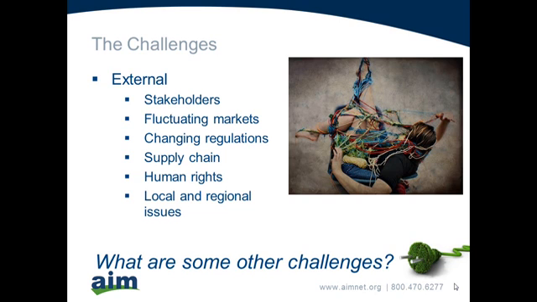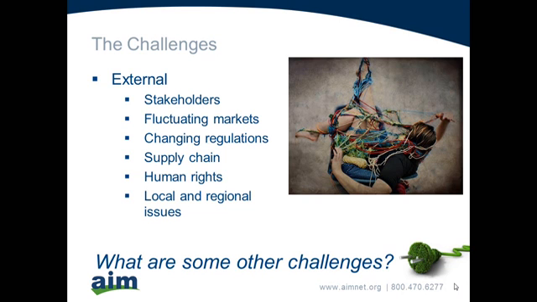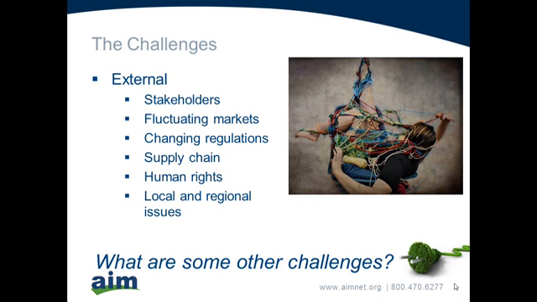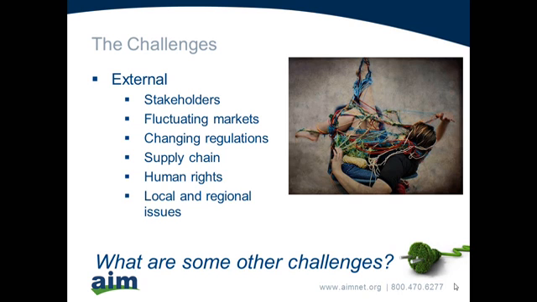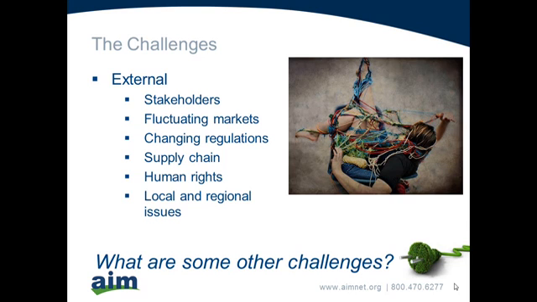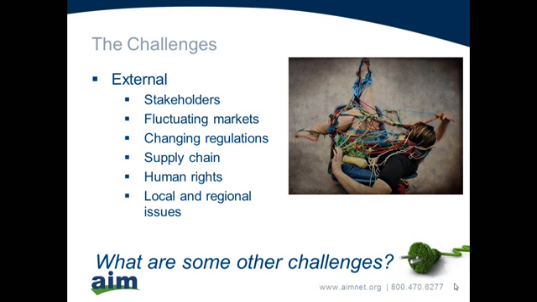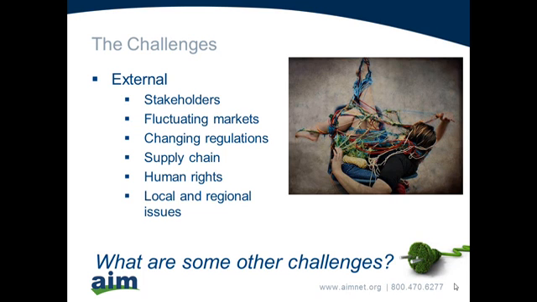Fluctuating markets, we've all experienced some pain on fluctuating markets, whether it be for commodities or for our own products. Changing regulations, as the regulations change and develop, that influences the way we do our business. Supply chain is a significant external challenge of late, and will continue to be, with verifying sources of materials and verifying that those sources of materials are certified or operating in a sustainable manner.